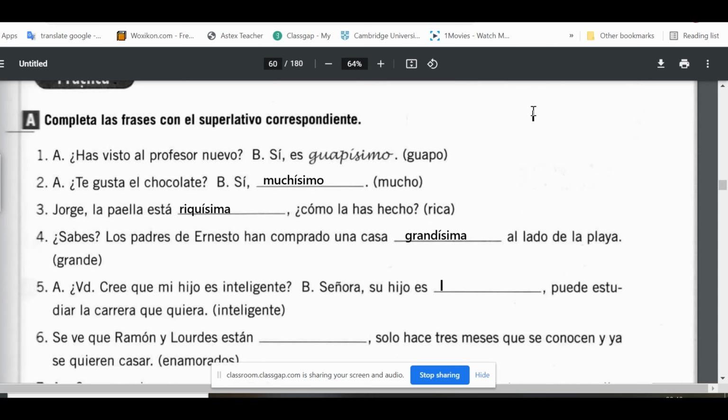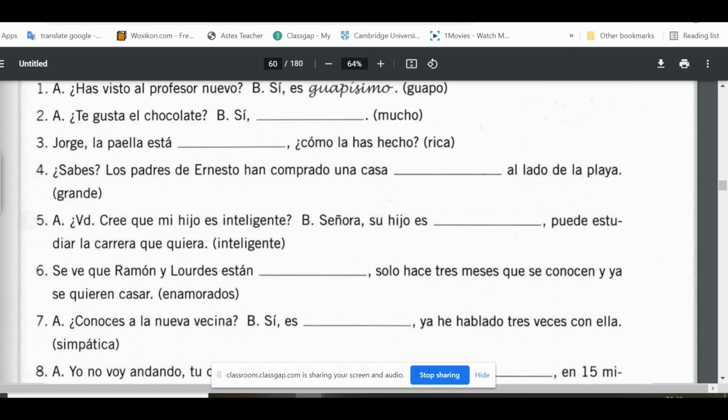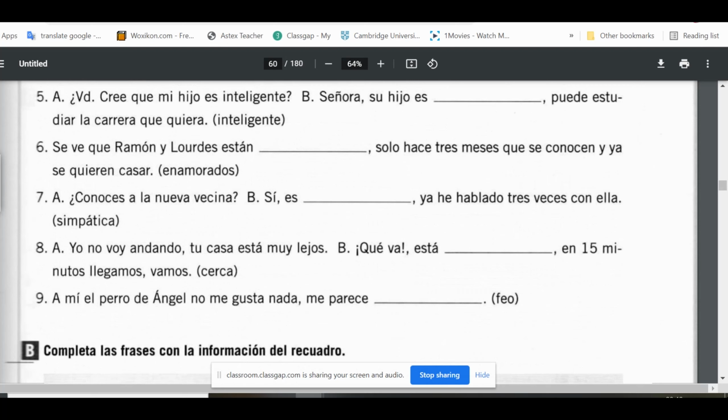Señora, su hijo es inteligentísimo. Inteligentísimo. Puede estudiar la carrera que quiera. Se ve que Ramón y Lourdes están enamoradísimos. Enamoradísimos. Solo hace 3 meses que se conocen y ya se quieren casar.